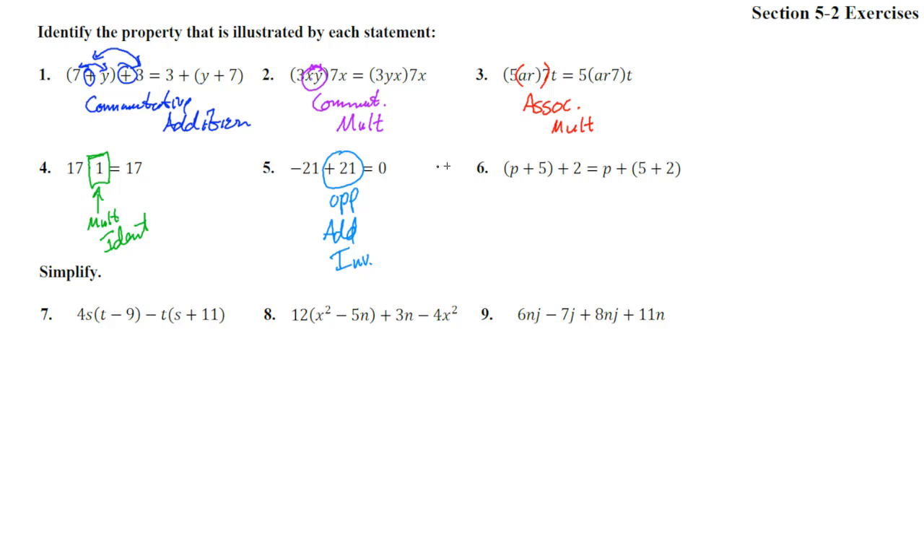All right, number 6. P plus 5 plus 2 equals P plus 5 plus 2. No order switching, they just move the parentheses, which is associative of addition. We're just dealing with addition right now.